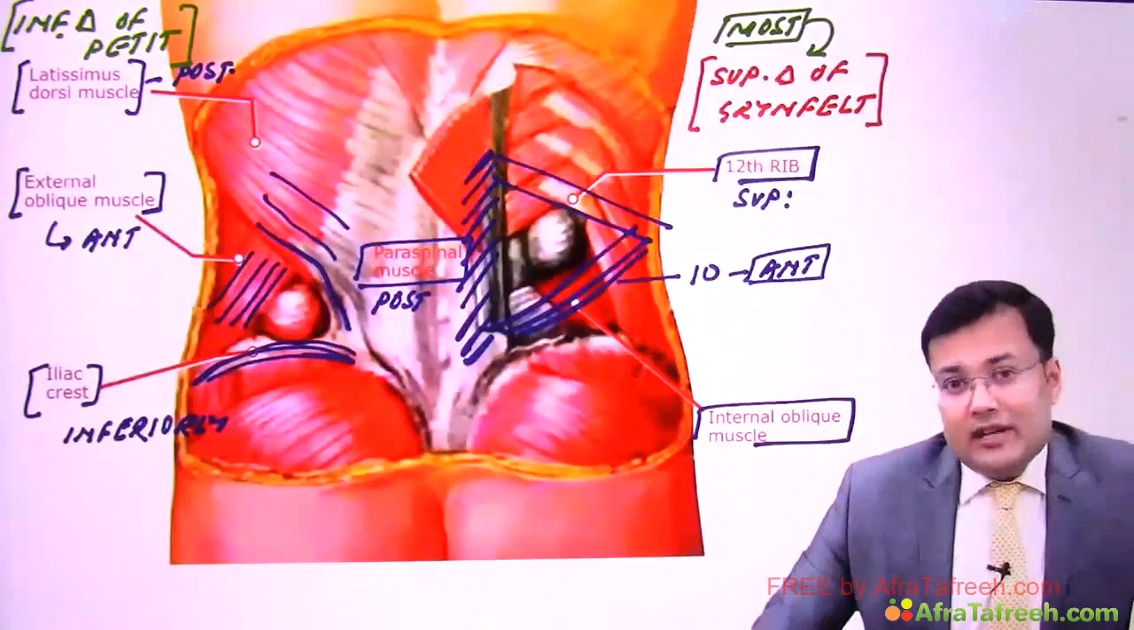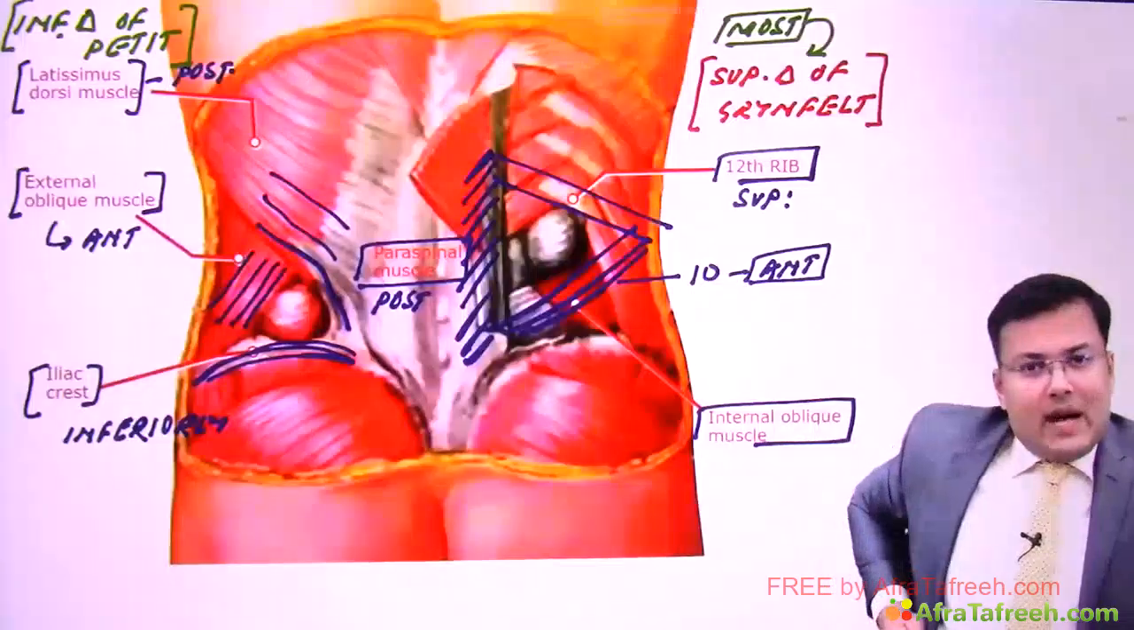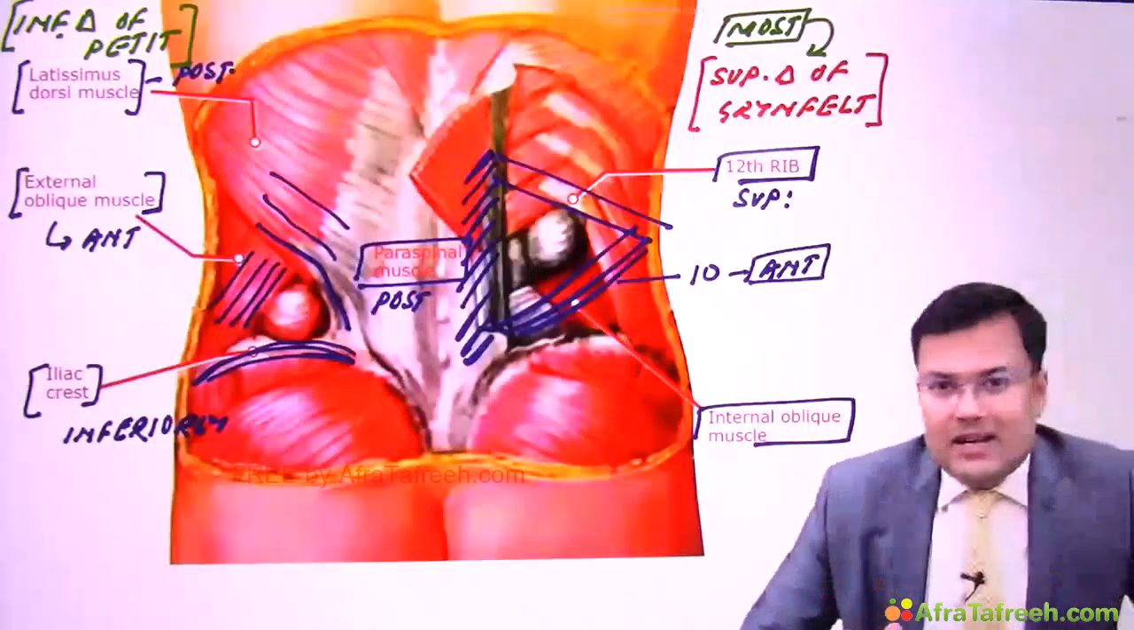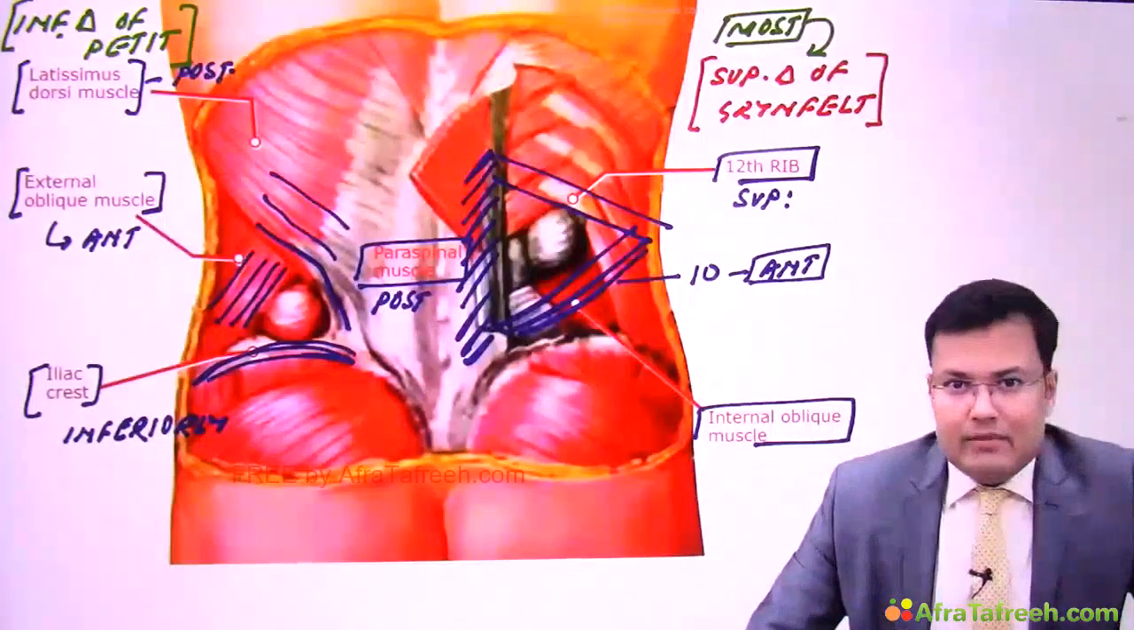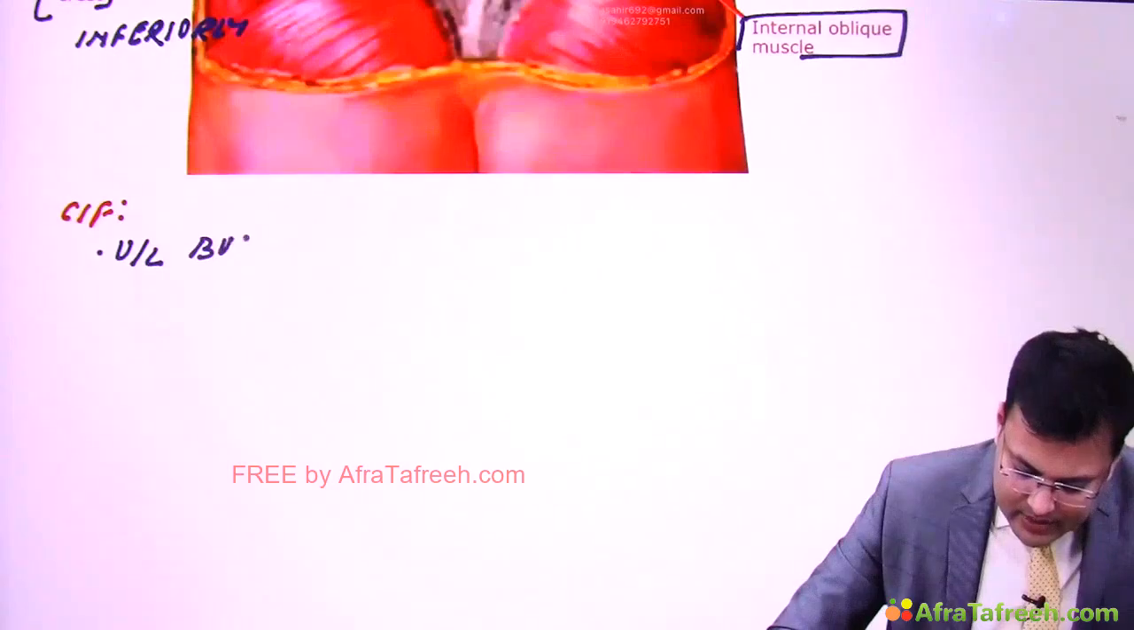Sometimes the patient is not aware that he has a lumbar hernia. The patient comes to us and says, sir, I have a bulge in the lateral abdominal wall, in the lumbar region of the abdominal wall. So what are the clinical features? There is a unilateral bulge in the lumbar region.